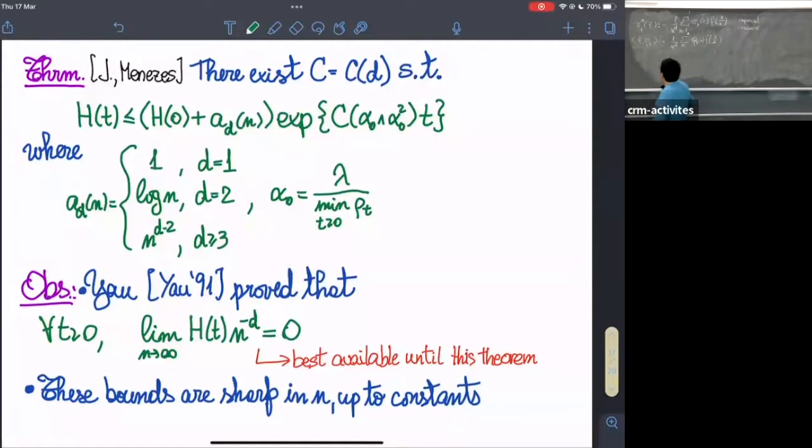And now let me define the centered object as the difference of these two. Notice that at this level I don't know if this one is the expectation of that one. So I'm centering around something that should be close to the mean, but not exactly the mean. Then you can compute the following. Let's compute the expectation of this guy squared.